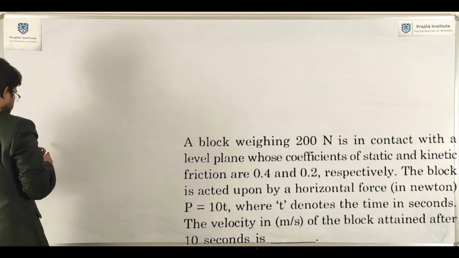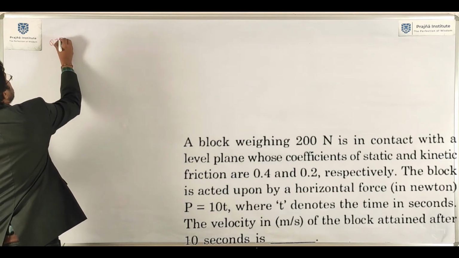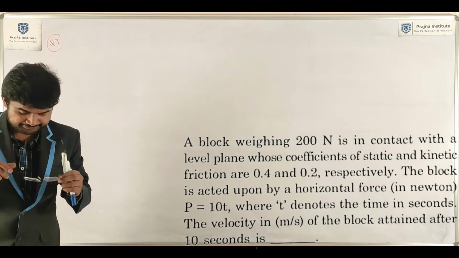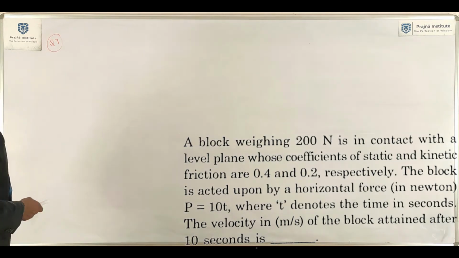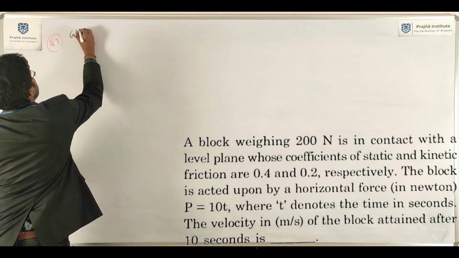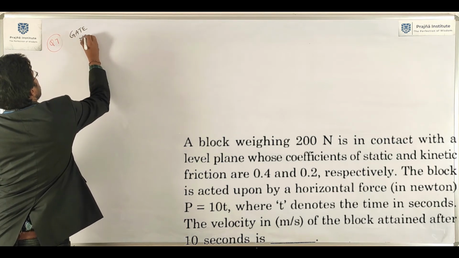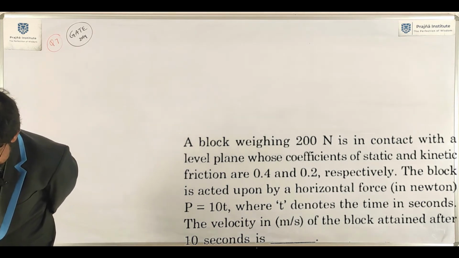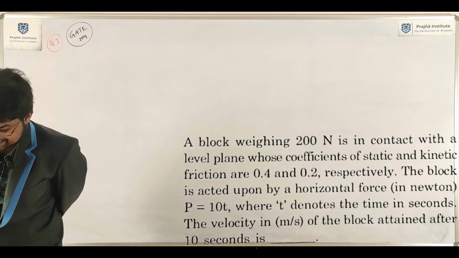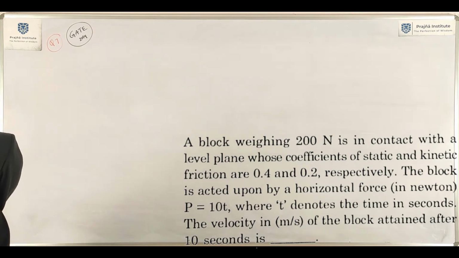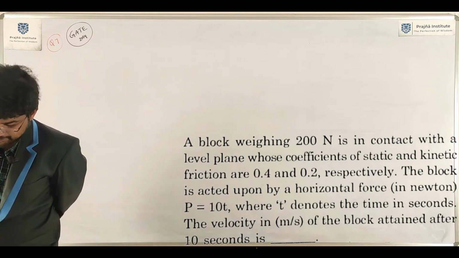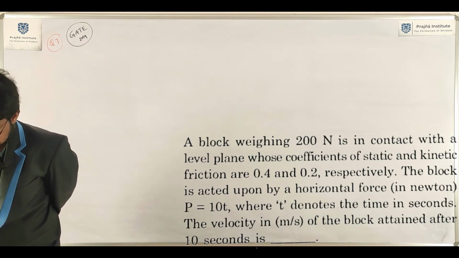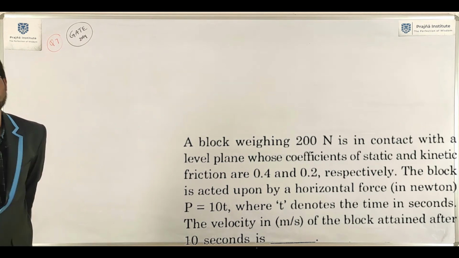Question number 7, GATE 2014. What is given? A block weighing 200 Newton is in contact with a level plane whose coefficients of static and kinetic friction are 0.4 and 0.2 respectively. The block is acted upon by a horizontal force P equal to 10t, where t denotes the time in seconds. The velocity in meter per second of the block attained after 10 seconds.